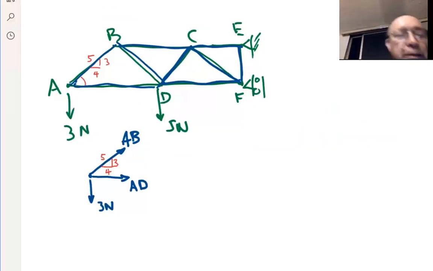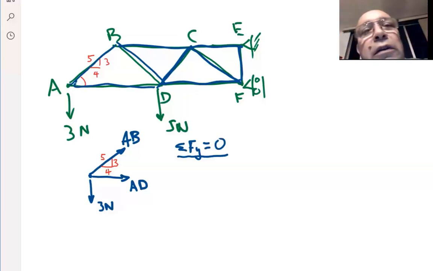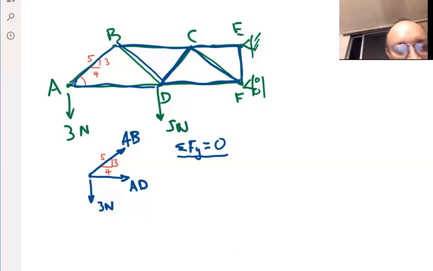Yeah. Oh, okay. In this case, the easiest way will be to go first for summation of forces in the y direction, right? You know why I do that? Because you can get the value right away, because in summation of forces in y, there is no component for this one. So this will not go into the equation. So you can get AD right away, right?